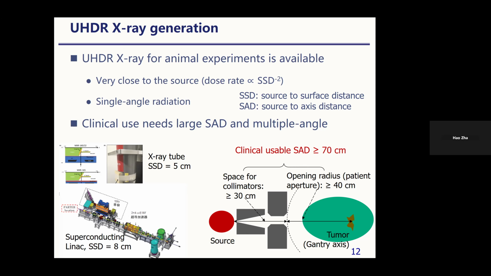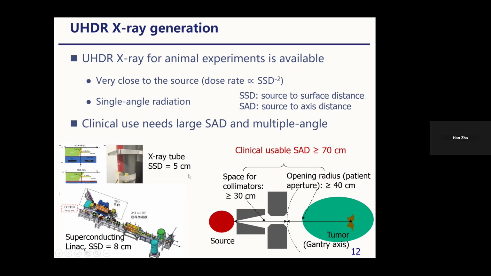For example, but for the clinical use, we need a much larger source to X distance, typically 100 centimeters. If we can somehow compress to make a compact design for the facility, we can compress the distance to 70 centimeters. That's almost very, very compact, and maybe the lowest limits of the SAD, the distance. So it is almost possible for current facilities.